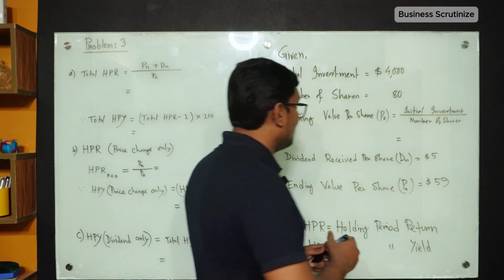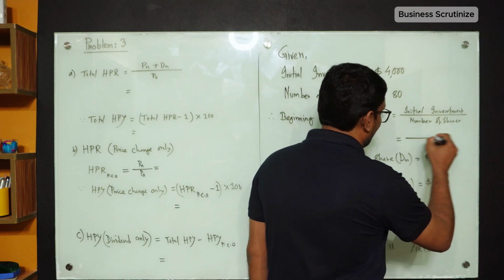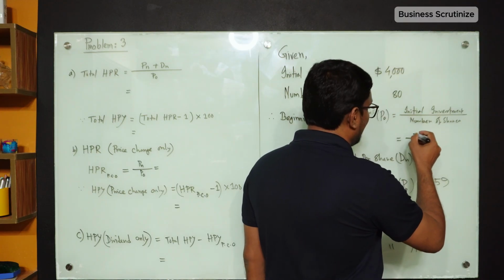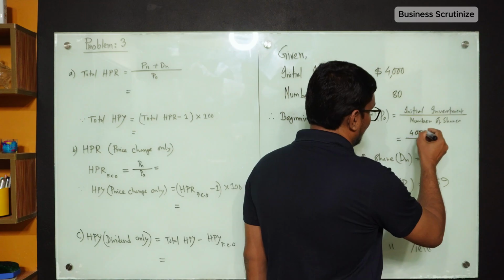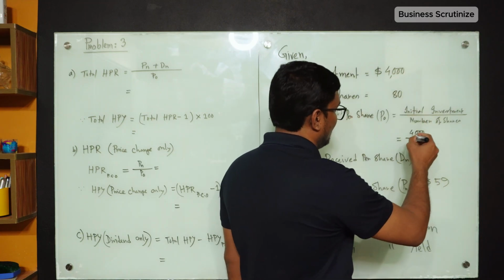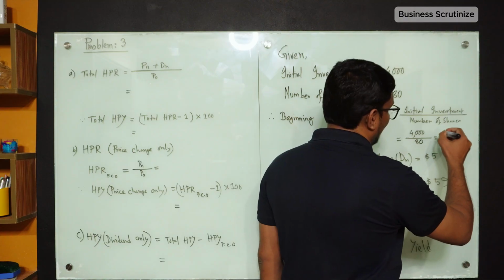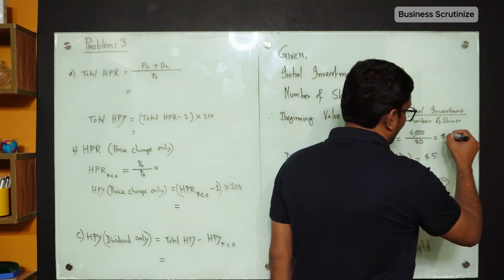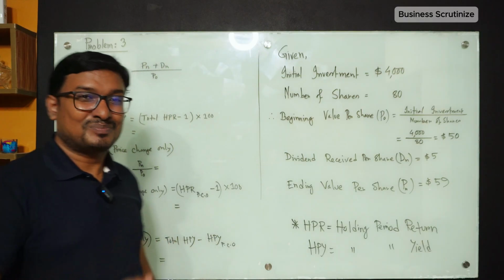So here we just have to find the beginning value per share P0. The initial investment is a component, and we write 4,000, which is given in the problem. The number of shares is 80, and if we divide, it should be $50 per share. So now, with all the data, we have to compute the requirements.